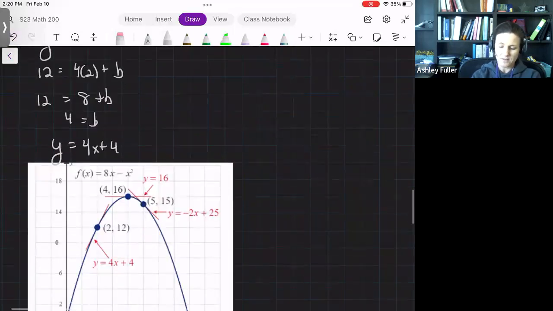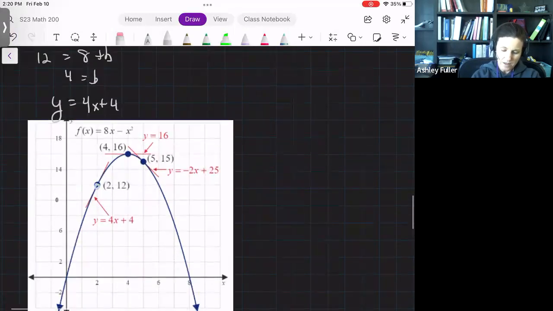And you'll notice here, this is the curve. If I go to where x is 2, then the slope of that tangent line was 4, and the equation itself was 4x plus 4.